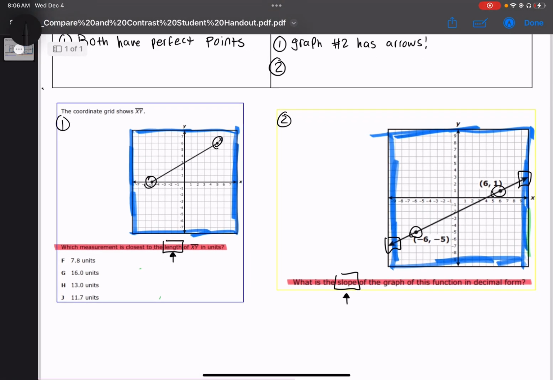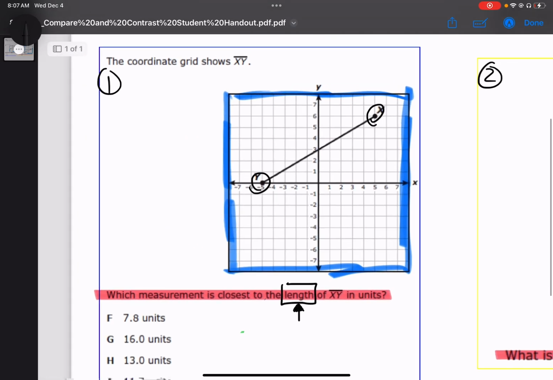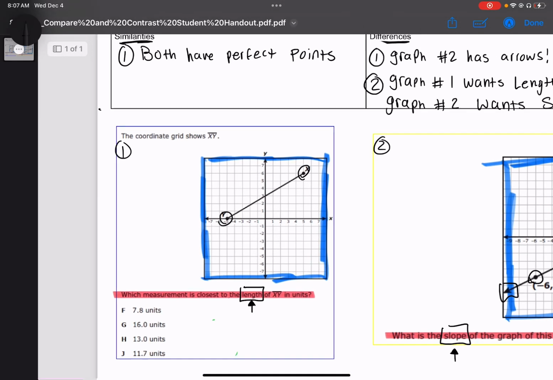Okay, that's very important. So let's write that down. Graph number 1 wants length, la longitud. Graph number 2 wants slope. Muy diferente. It's very different on how we solve them. All right, so for graph number 1, let's solve them real quick. Graph number 1, we need the length.